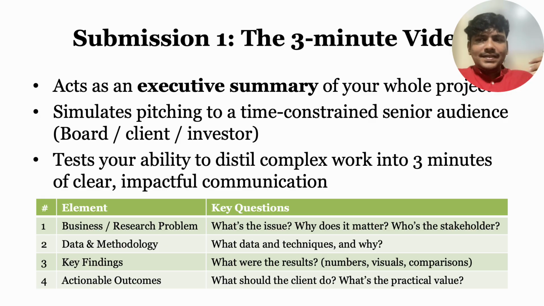First, the business or research problem. What is the issue? Why does it matter? Who's the stakeholder? Then second is your data and methodology, what data you used and what techniques you used and why those were the right choices. Then the third one is your key findings, the actual results, ideally backed by numbers, visuals or comparisons. And fourth, the actionable outcomes. What should the client actually do with this? What is the practical value of the work?